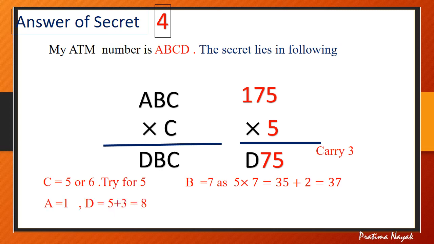So replace 1. Now what is D? 5 1s are 5 plus carry 3, so it will be 8. The value of D is 8. So it will be 875. We got it, but I have to write the answer in A, B, C, D. A is 1, B is 7, C is 5, and D is 8. The answer is 1758.